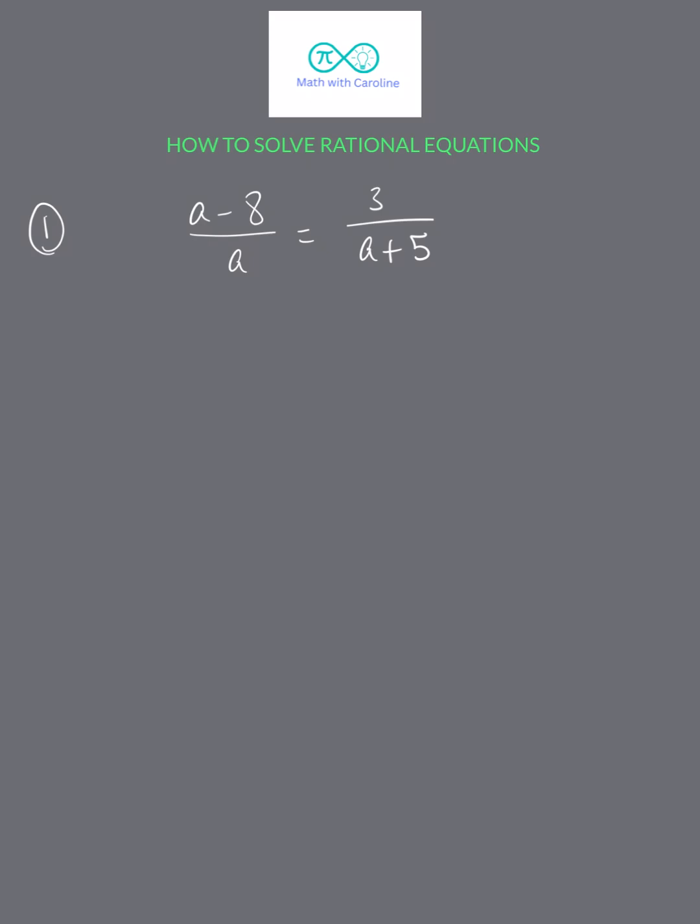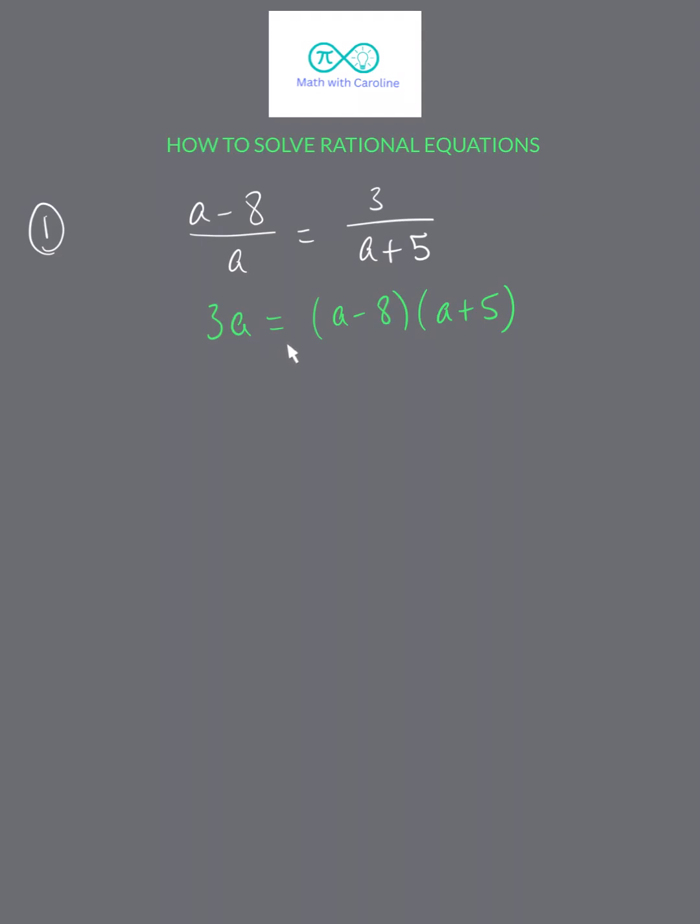You've chosen this video because you want to learn how to solve rational equations. When you have an equation that looks like this, and there's nothing added or subtracted on this side, nothing added or subtracted on this side, and since there's an equal sign here, you can actually just cross multiply. So you can multiply 3 times a and set that equal to a minus 8 times a plus 5.